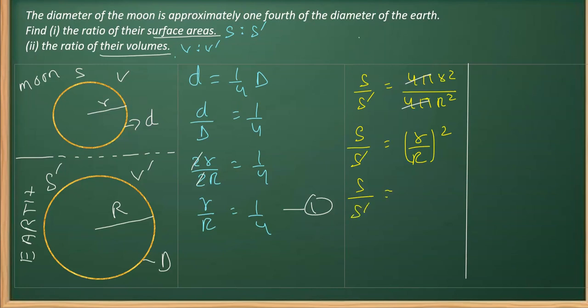What next? We are going to replace this r over R from equation 1, that is 1/4. So we can write 1/4 and the square over it, and this will give you 1/16. So the required ratio, that is S is to S dash, is 1:16. As for the first part, we got 1:16.